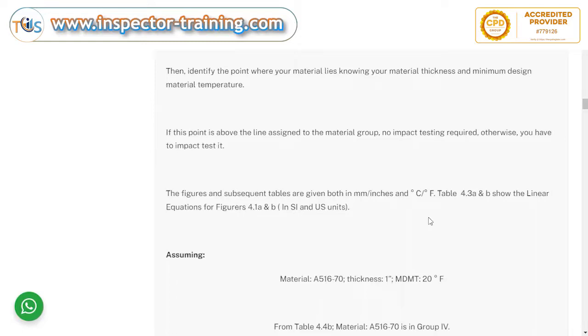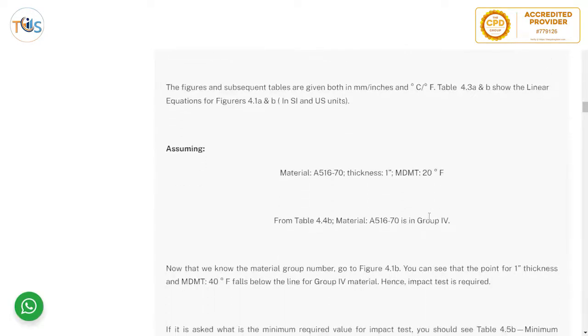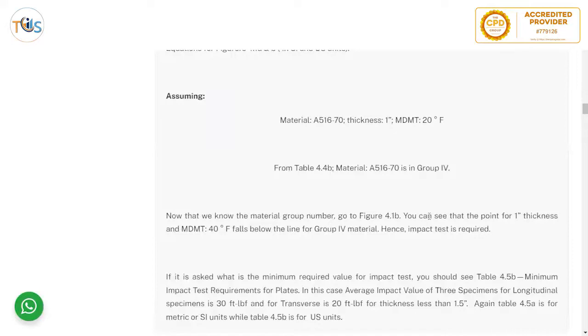The figures and subsequent tables are given both in millimeters and inches, and degrees centigrade and degrees Fahrenheit. Tables 4.3a and b show the linear equation for figures 4.1a and b in SI and US units. Now take an example. Material is A516-70, thickness is 1 inch, mean design material temperature is 20 degrees Fahrenheit. Now from table 4.4b, you can see that A516-70 is in group 4.